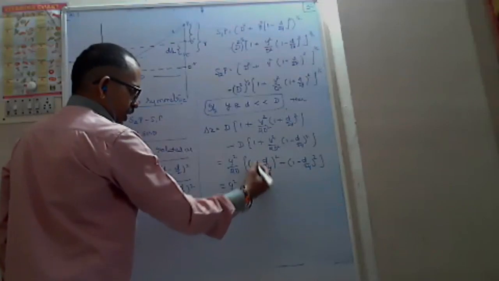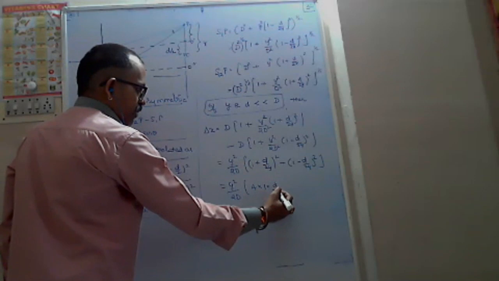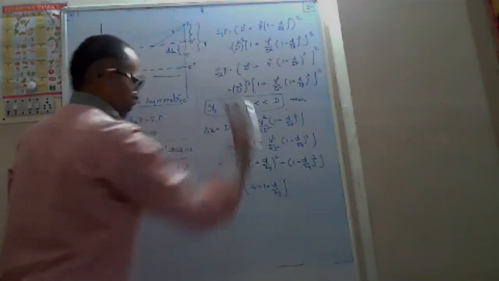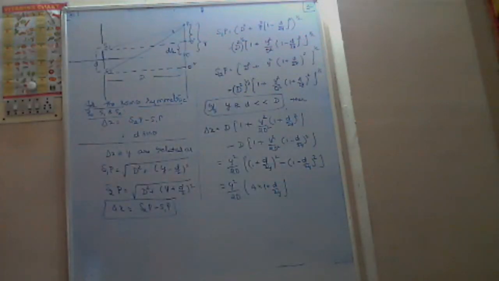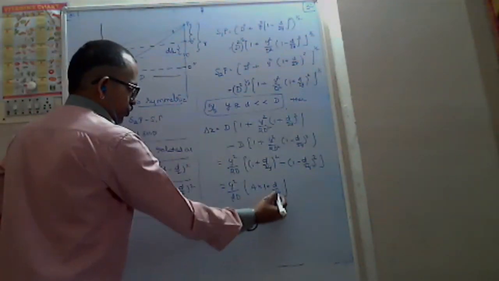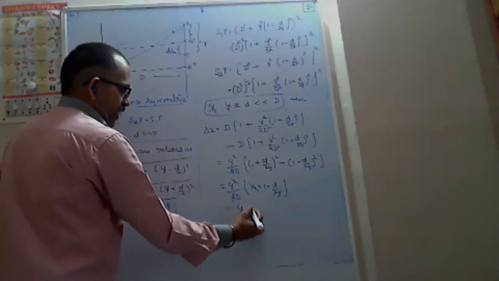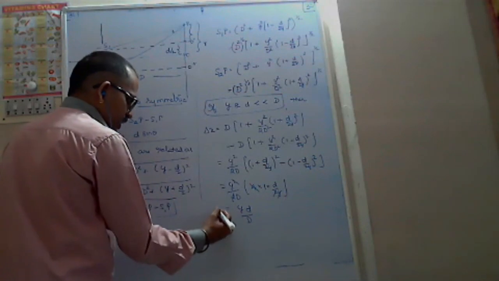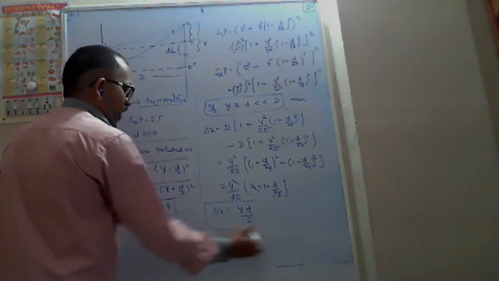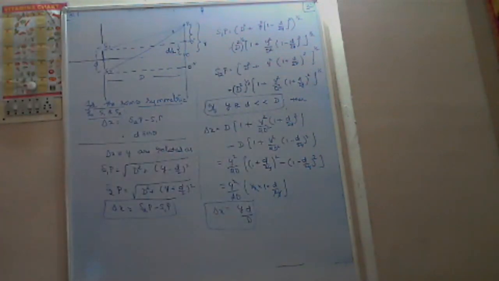So 4 a is 1, into b is d by 2y. Finally, y cancel, 2 to 4 cancel. Y d by D is delta x, provided y and d are much less than capital D.